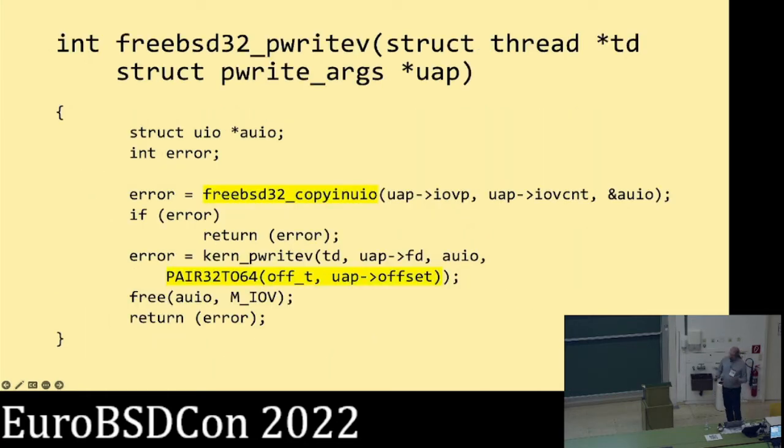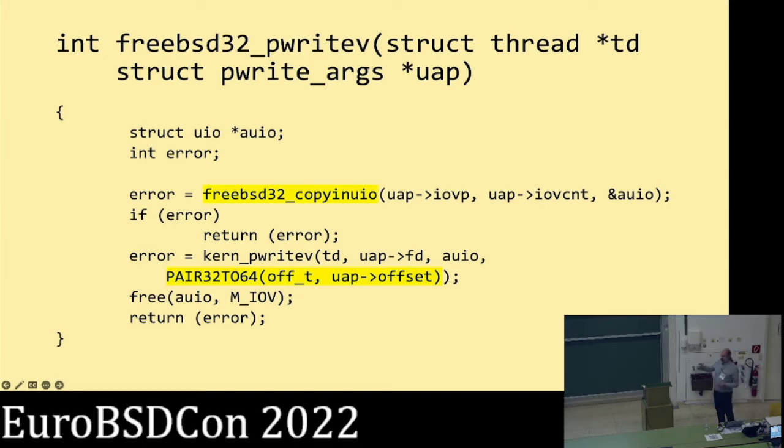And then here, let's look quickly at the implementation of 32-bit PWriteV. The two things that differ: we have this copy in UIO, except it's a 32-bit version. So it allocates space for the vector, it copies in the one from user space, and then it updates it so that we have 64-bit pointers and 64-bit size T's. That's all it does.